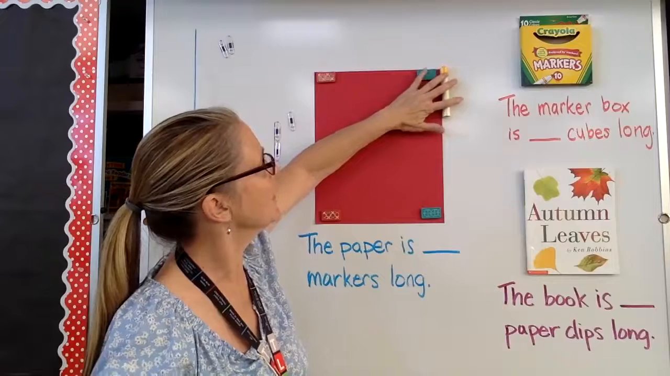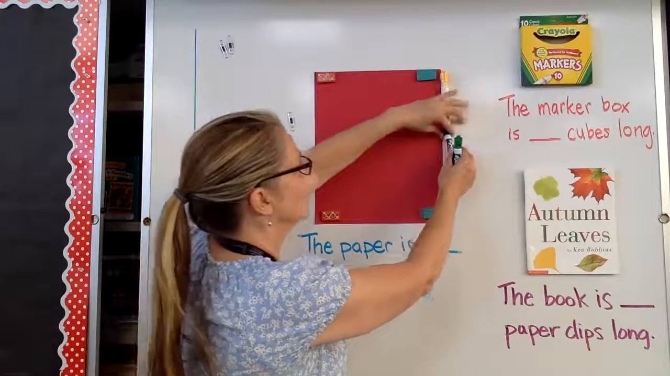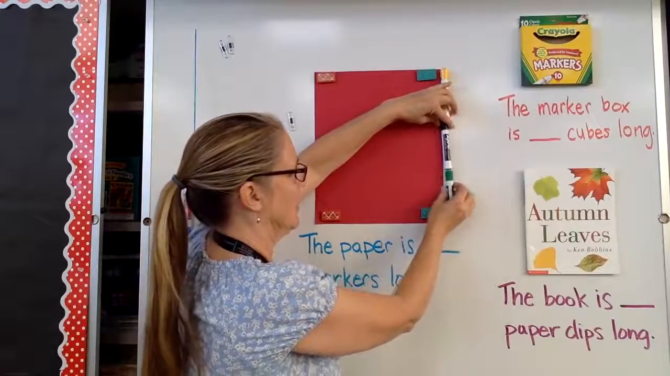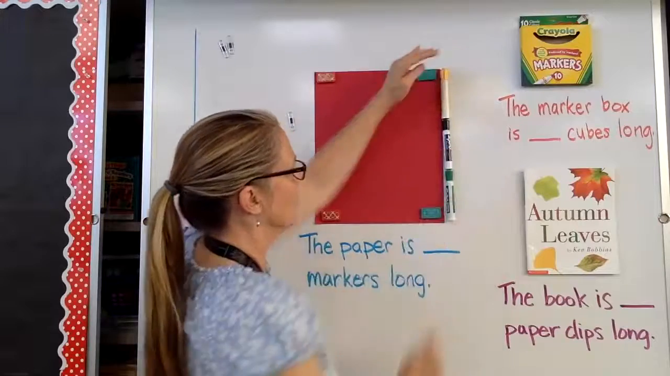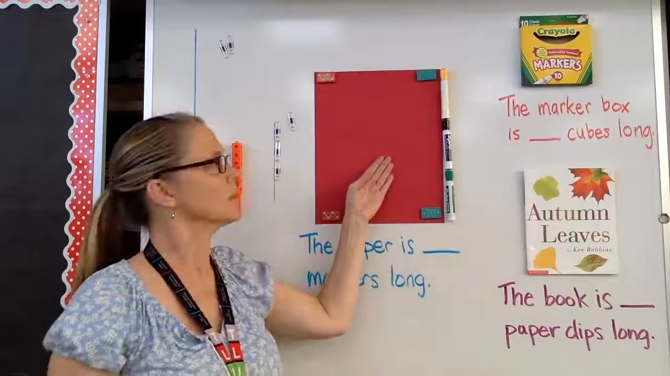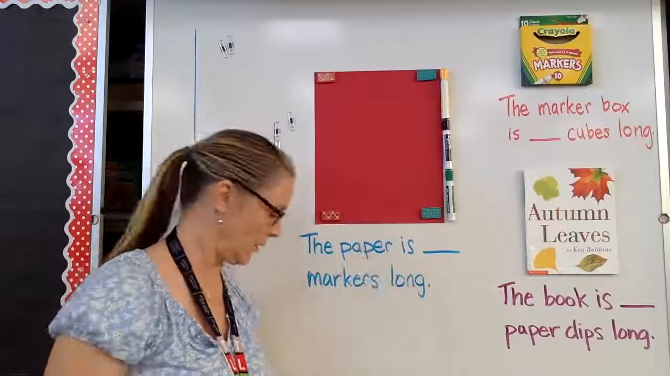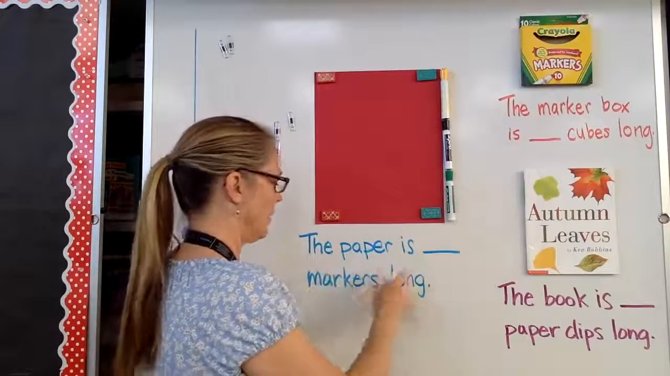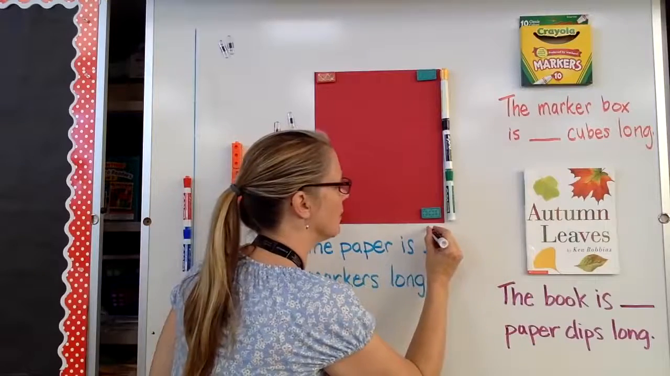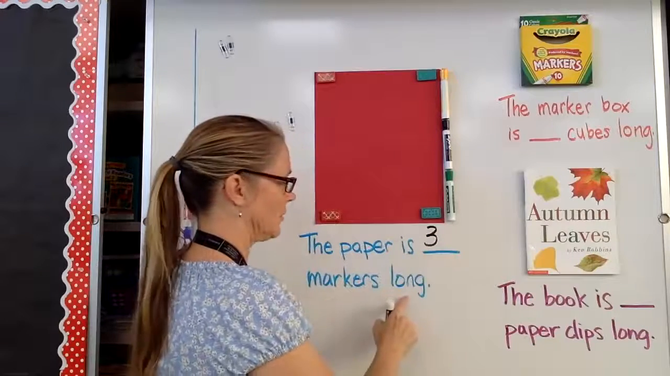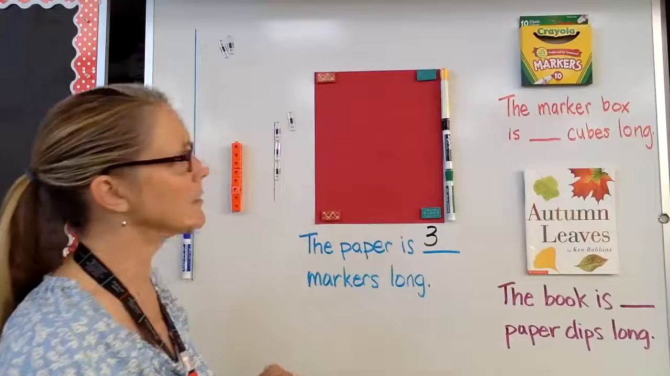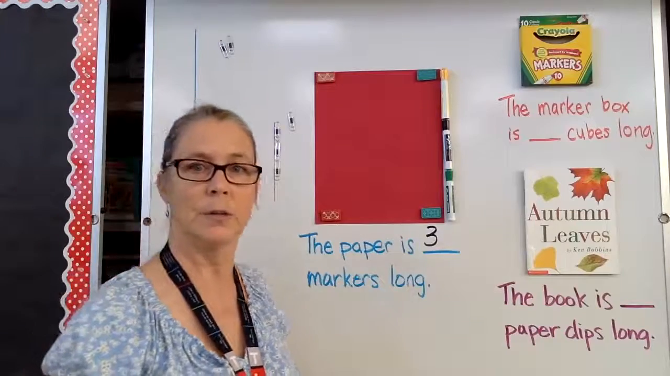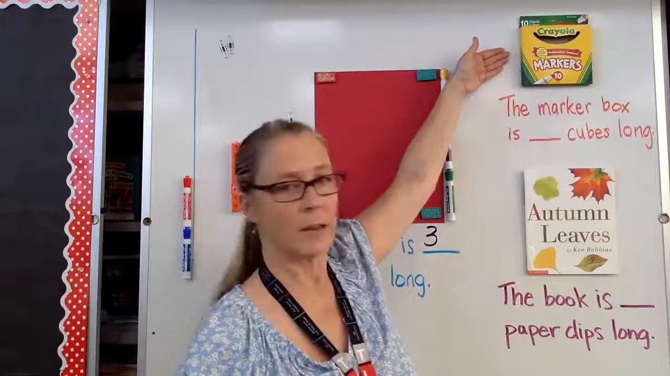Okay, so here's 1, 2, 3. So our paper is 3 markers long. So I'll fill in our number sentence. The paper is 3 markers long. All right, so let's use our cubes to measure our crayon box.